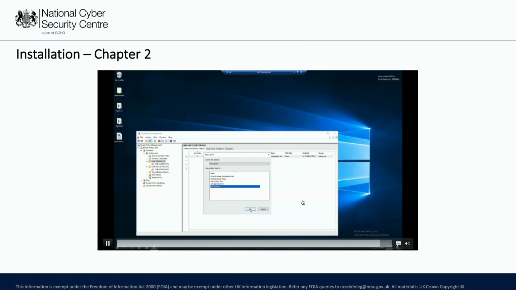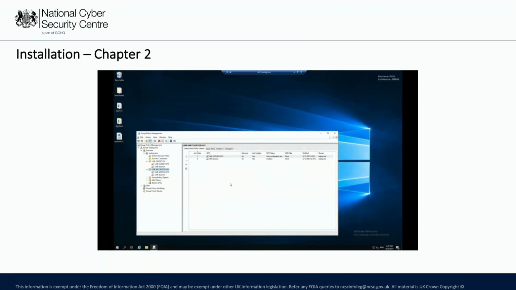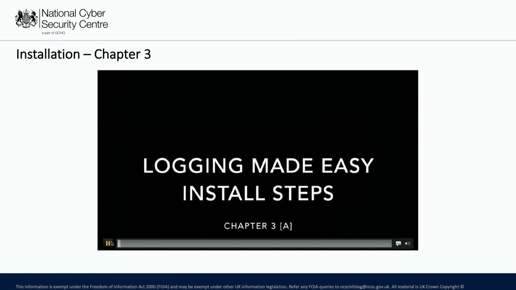Again, there's another validation of the steps that you've taken at this point. So you can see within the event viewer that the forwarded events start appearing from your clients. And then the third chapter is pretty boring, and this one's sped up.